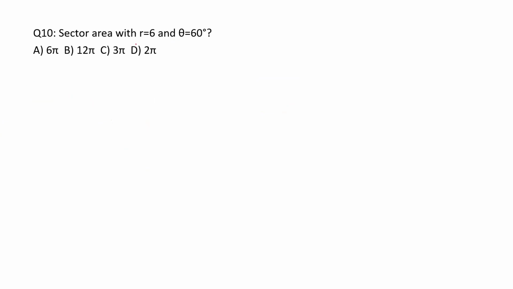Sector area with radius r and theta 60. So you have to calculate the area of the sector. Remember, in the circle, a sector looks like this. So this angle is given by 60, and the radius, from the center to any point connected to this, is 6. This length is 6. What is the area of a sector? Area of this sector means this area you have to calculate. So area of a sector is equal to theta upon 360 into pi r square.